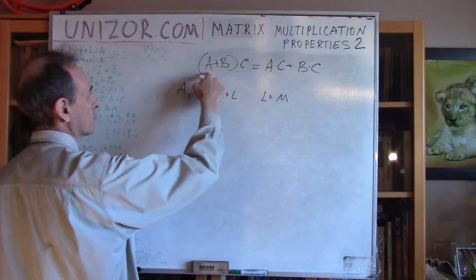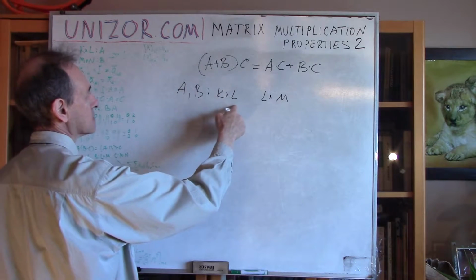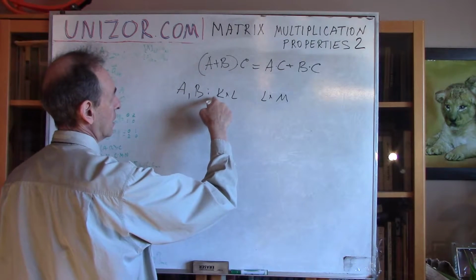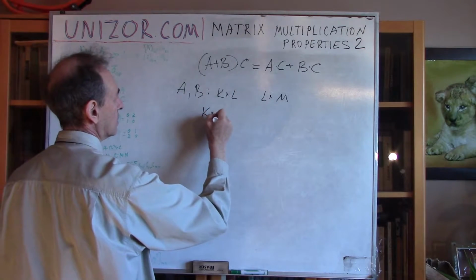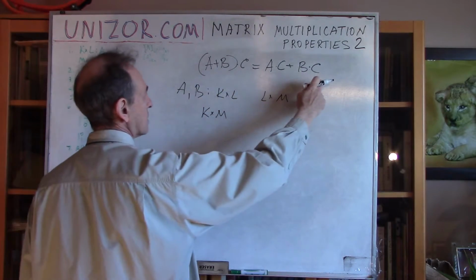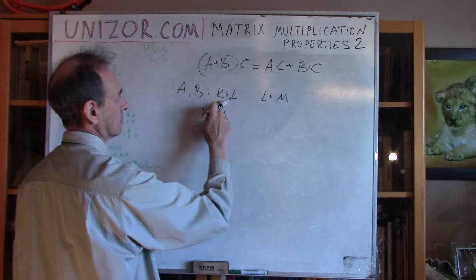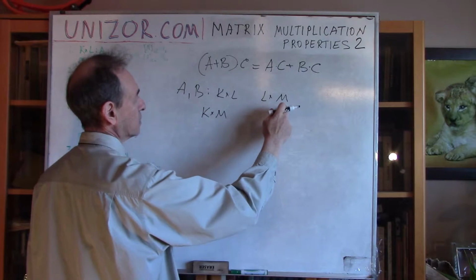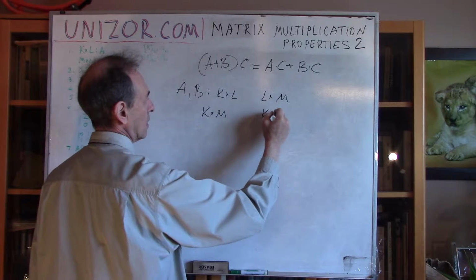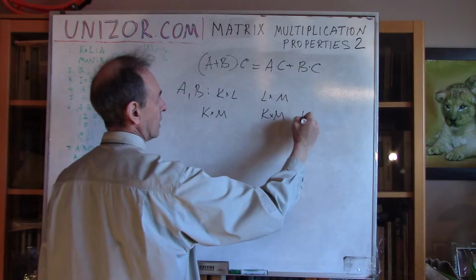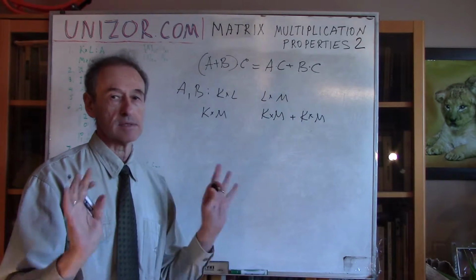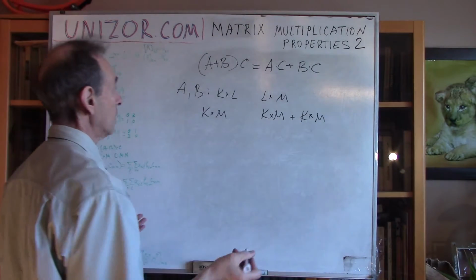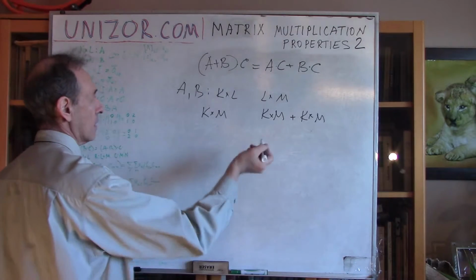So the sum of these two matrices is exactly of the same size, so the product would be KL and LM, so the product on the left would be KM. The product of this, A times C, KL and LM would be KM. And this would be KM. And their sum would be K by M. So the sizes are okay, no problem. Now let's compare each element here and there.